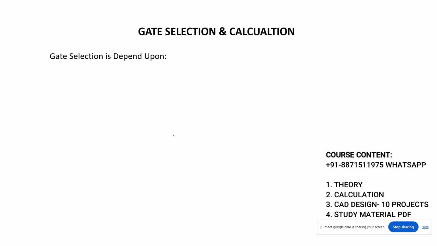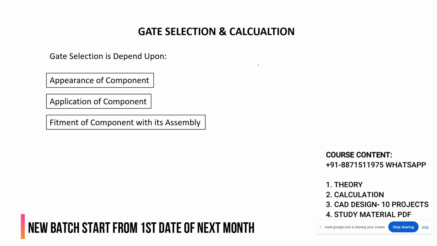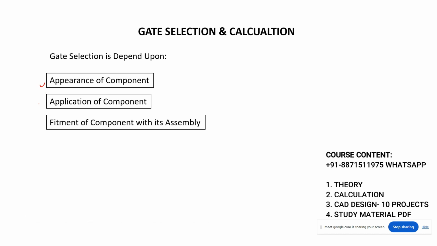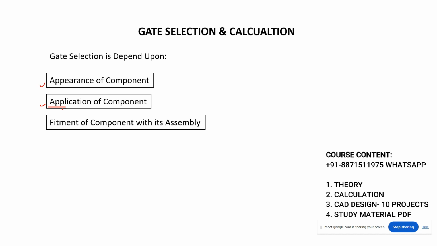Now see here. Gate selection depends upon three things. First is appearance. What is the meaning of appearance? It is about the looking of that component, right? How it looks. Appearance of the component. Second one is application. Application or the uses, you can say. And the fitment.